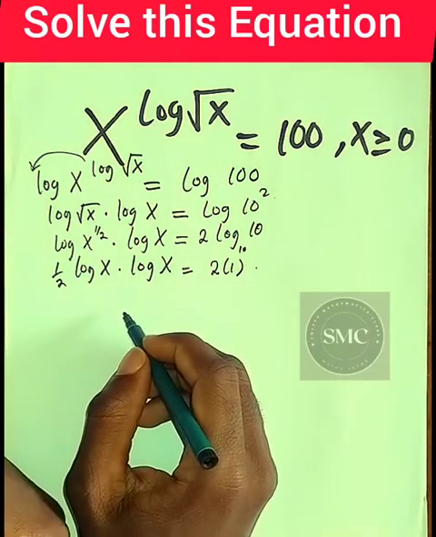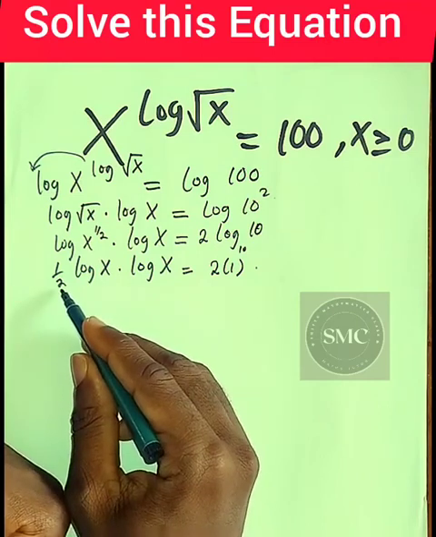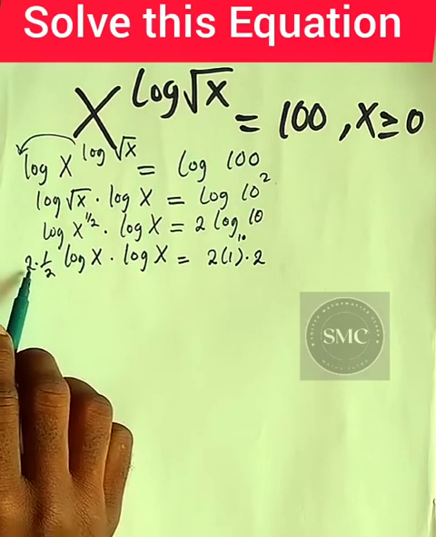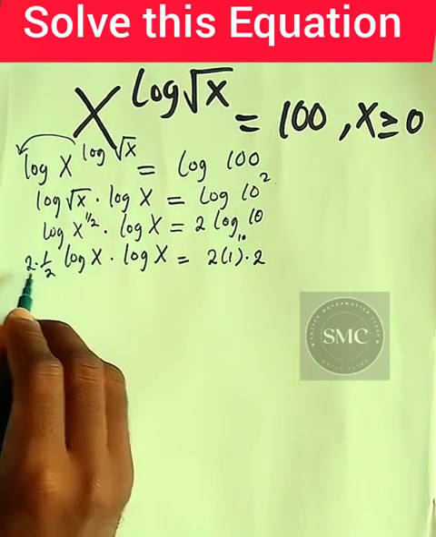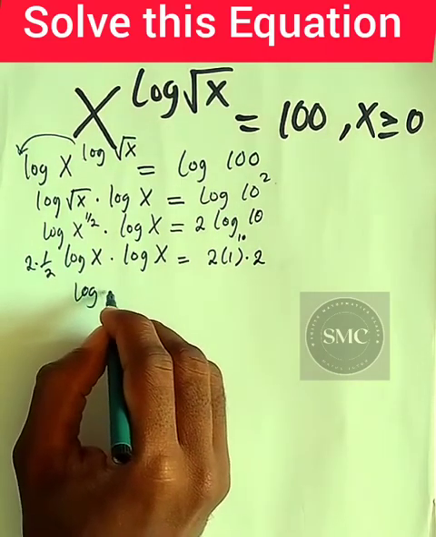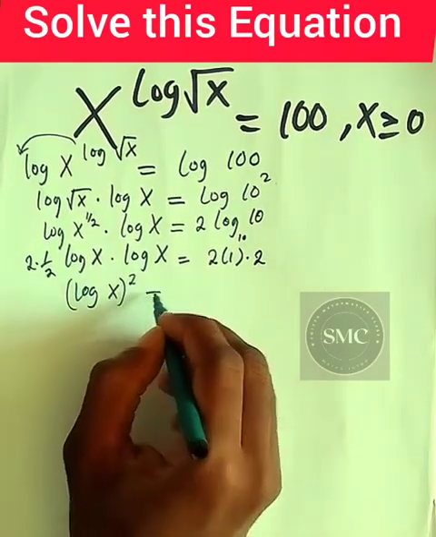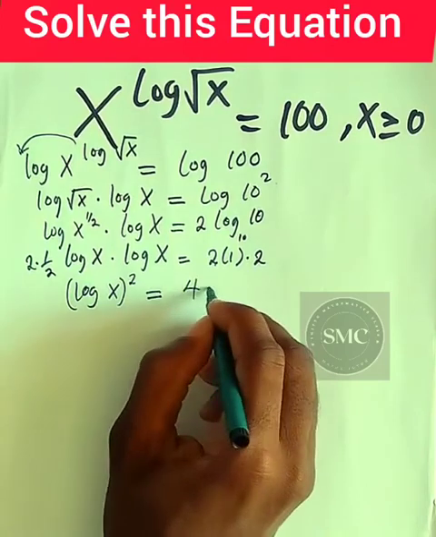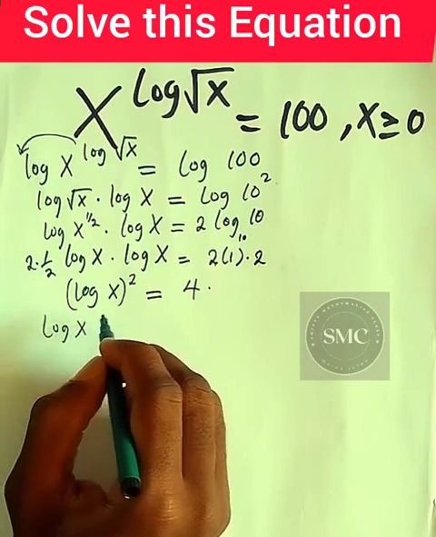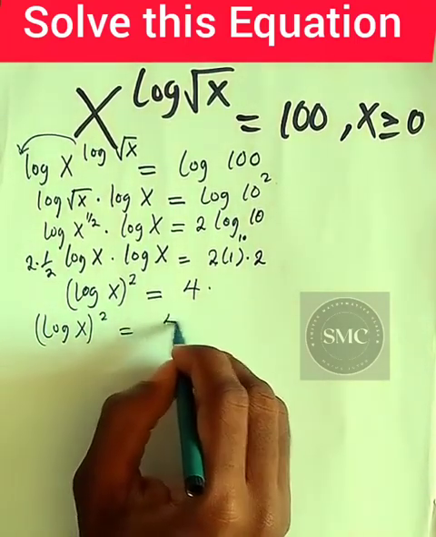So now the next thing is that we have log x there, we have log x there. We can actually clear out this fraction. We want to get rid of this 2 here, therefore we multiply both sides by 2. This 2 cancels this 2 here, and we have log x times log x, which is log x squared, equals 2 times 2, which is 4.